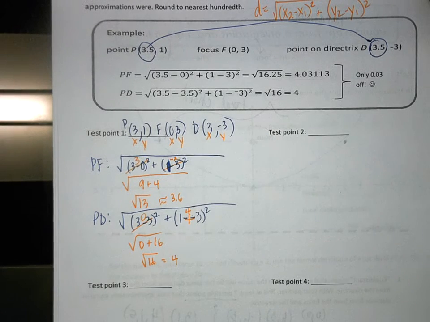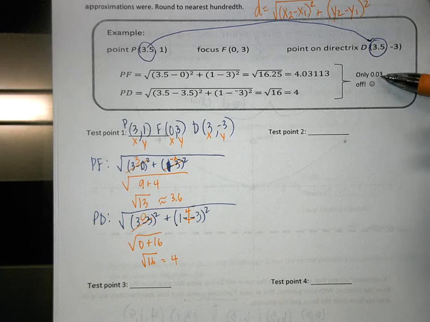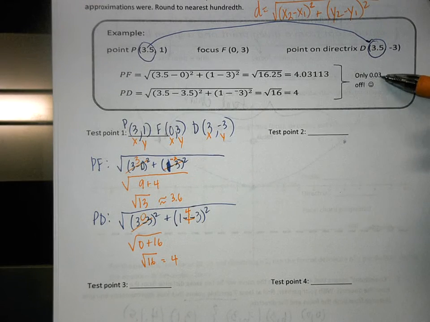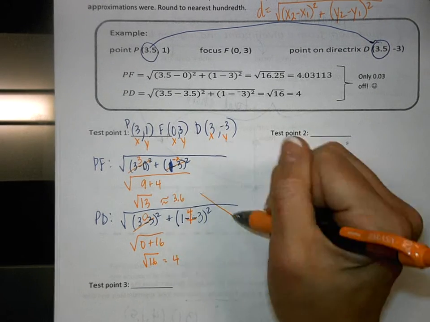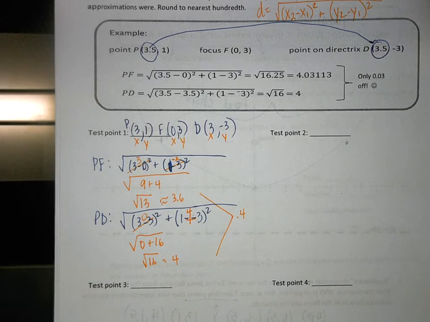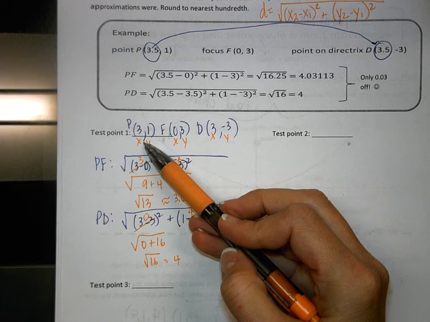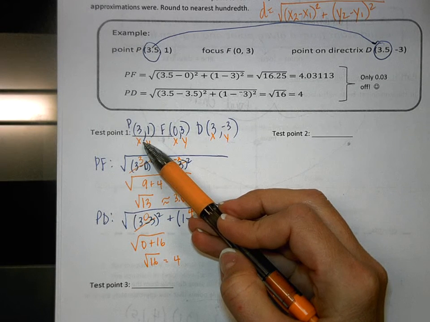Okay, and so while these distances aren't the same, and like here, they were 0.03 off, which is way closer, we are 0.4 off here. The difference between those. So that means that this is not on my parabola. Okay, that won't work. Okay, so let's try another one.